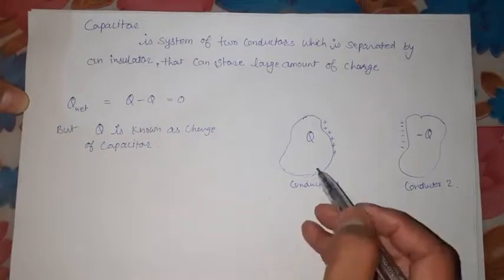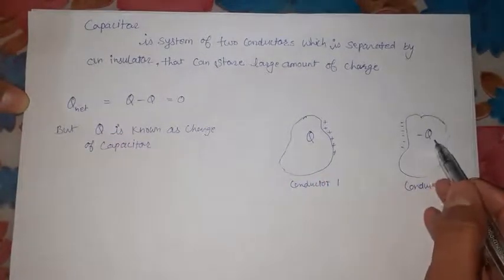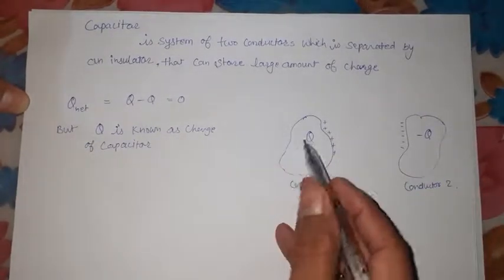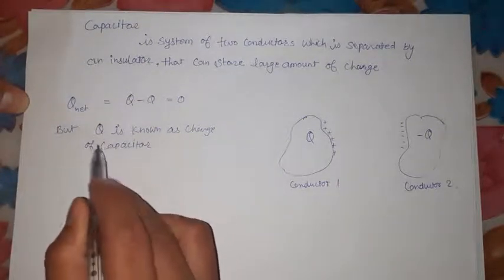Why is it said one of the conductors? Because here it is plus q, here it is minus q, so both are equal. Therefore it is said that whatever the charge on one of the conductors, that will be the charge of the capacitor.